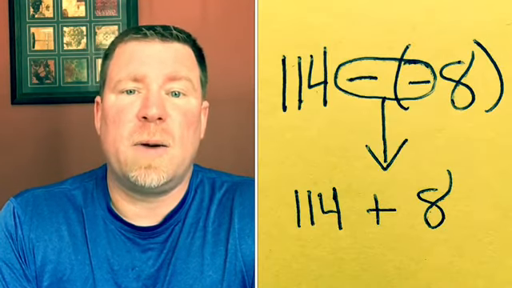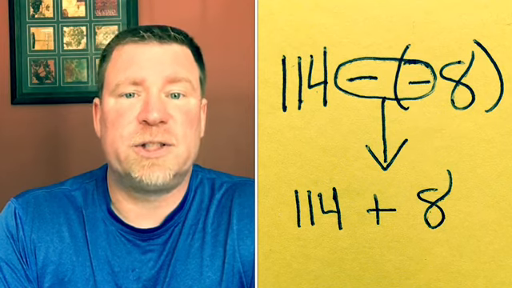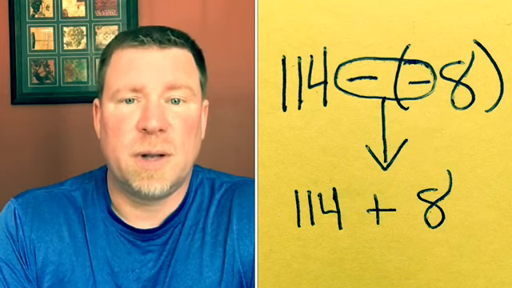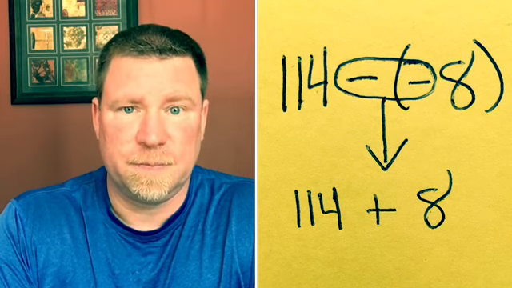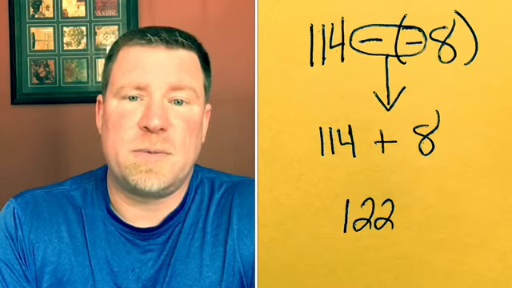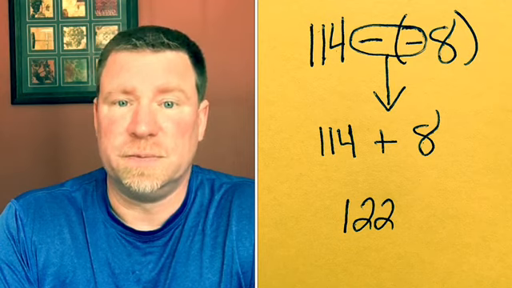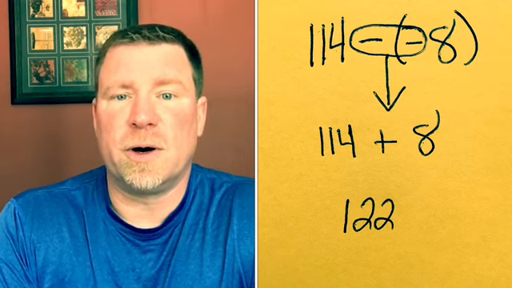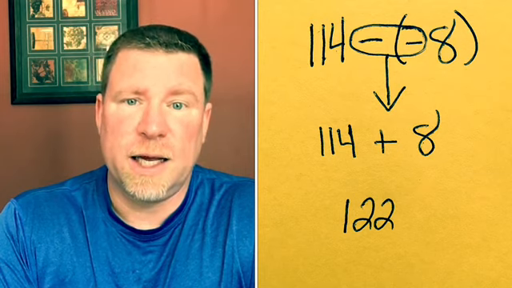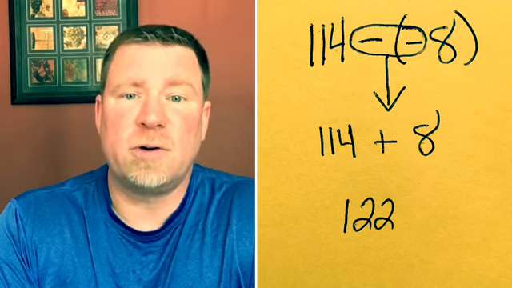We can go ahead and change our minus a negative, which is the same as addition, to plus. So we end up with 114 plus 8, and that will simplify to 122. So the difference between the two temperatures on the thermometer, -8 and 114, is 122 degrees.